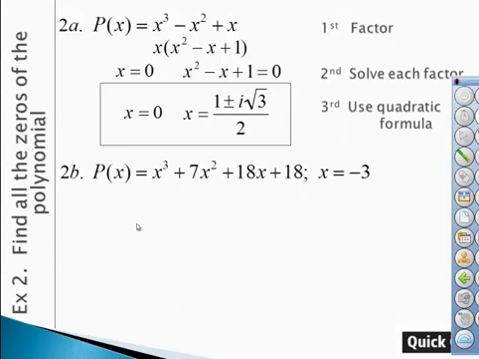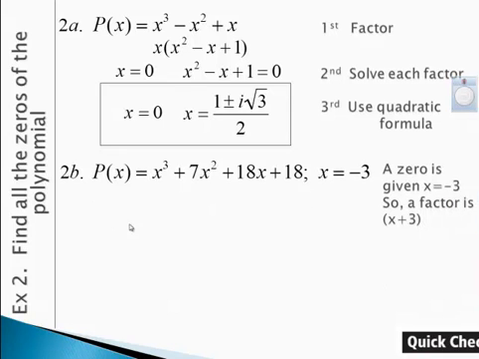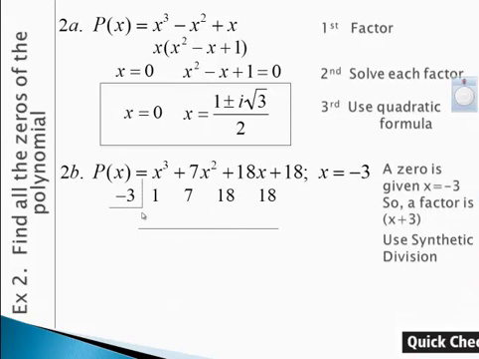I have to keep the -3 whenever I'm using synthetic division here. Let's look at what that says. In synthetic division, I put the -3 on the outside, and then where did I get this 1, this 7, this 18, and that 18? Anybody know where I got those numbers from? Oh yeah, they're the coefficients to this polynomial up here. So how we do synthetic division is like this.